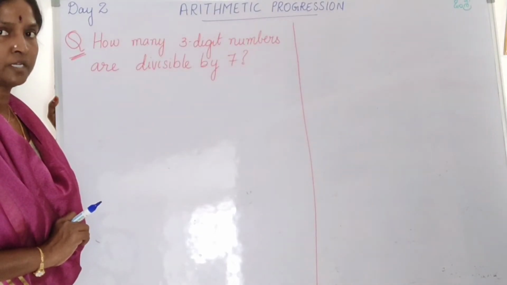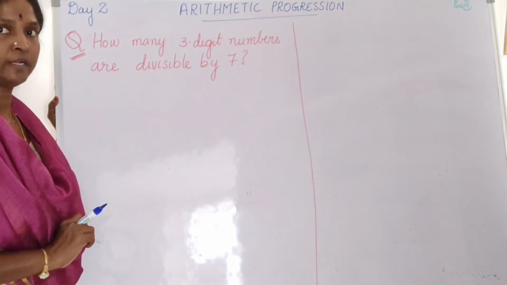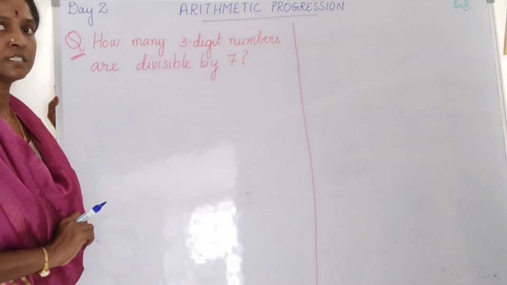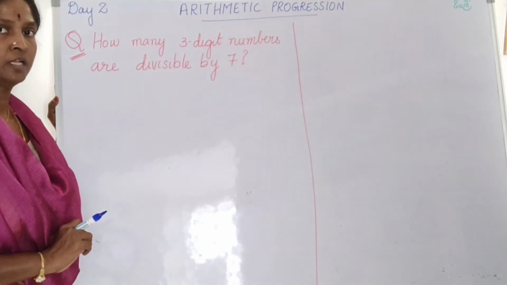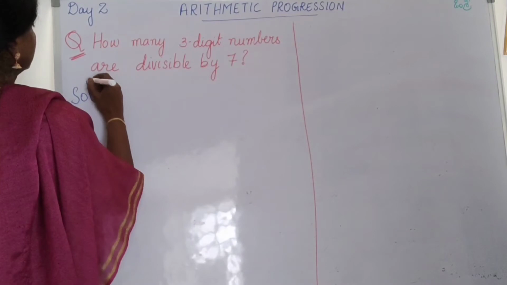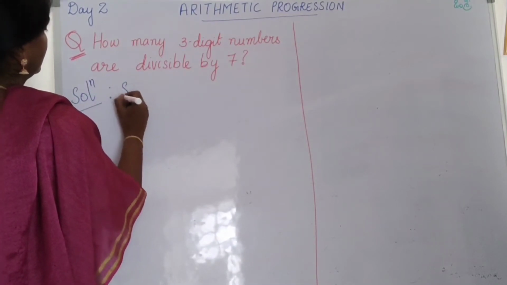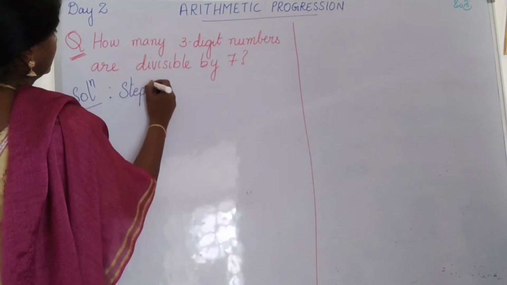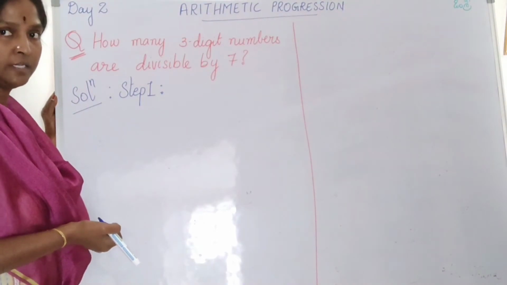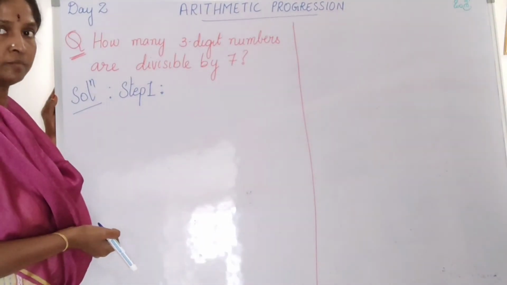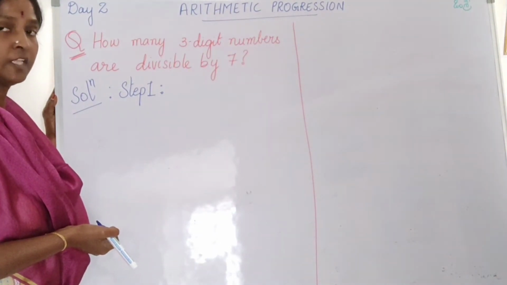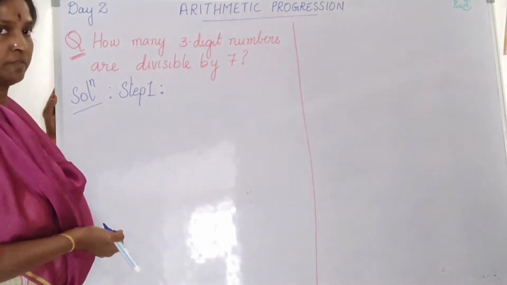So whenever you try to solve a problem or to find a solution, you need to identify the data that is given in the problem. So here for the solution, step 1 will always be identifying the data given in the problem. Okay, so here the data that is given is the numbers are multiples of 7.